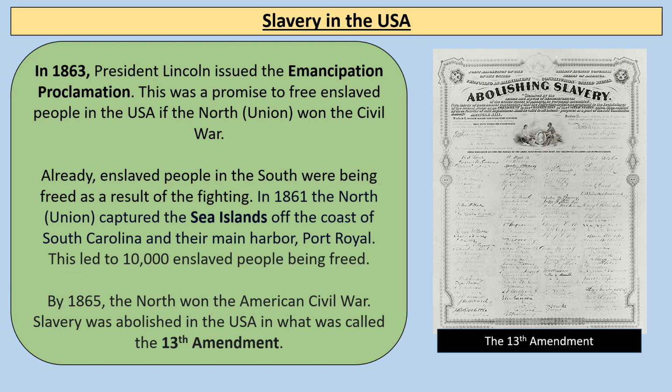By 1865, the North had won the American Civil War, and slavery was abolished in the USA in what was called the 13th Amendment. And after this, slavery would never exist again in the United States of America.